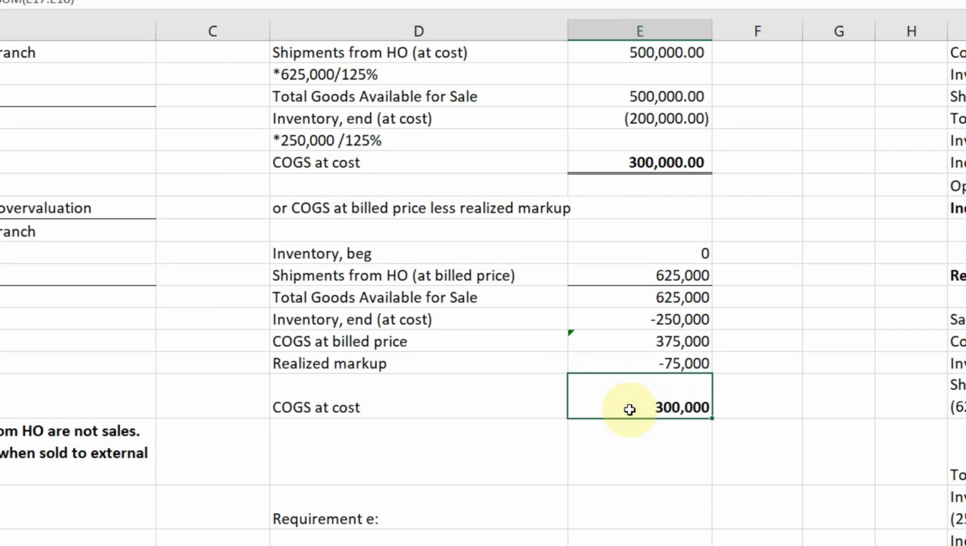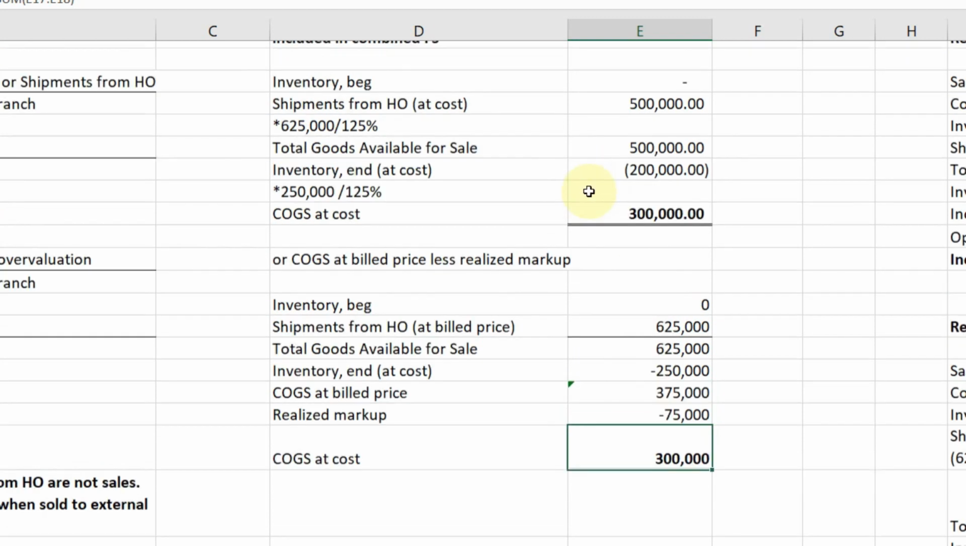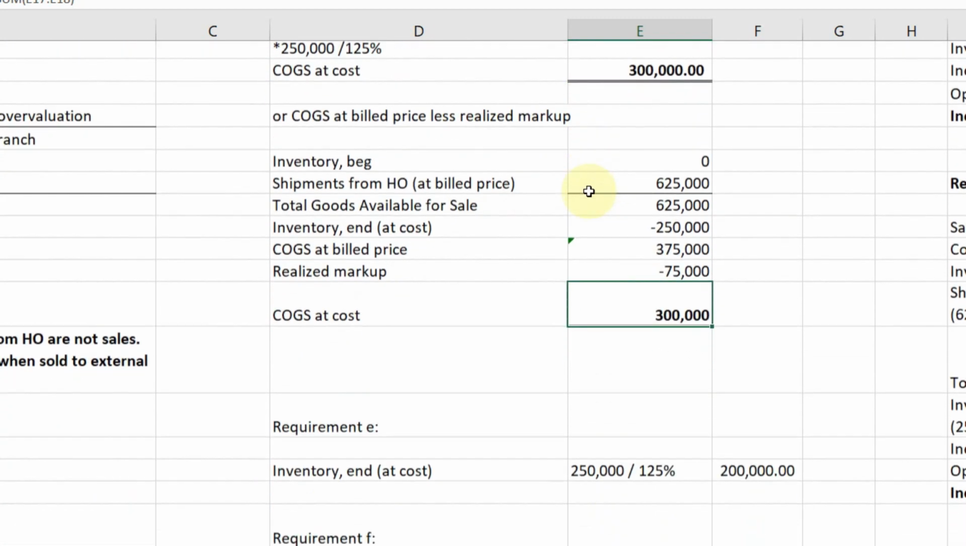Ma'am, bakit nung huli, ina-add yung realized markup? Kasi ang kinukuha mo dun is profit. Okay? Yung true profit of the branch. Kaya ina-add mo yung realized markup. Dito, ang ginagawa mo is COGS. You have to deduct the realized markup. I hope that's clear to you. Okay, D. Let's go to letter E.